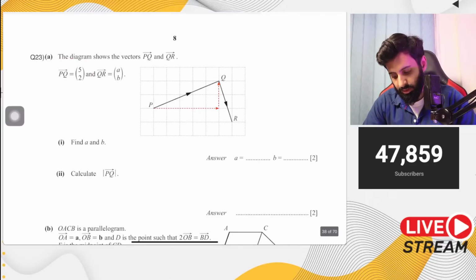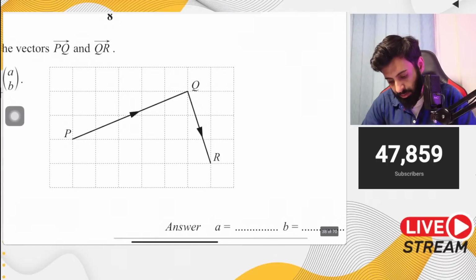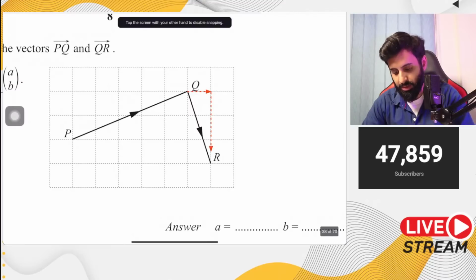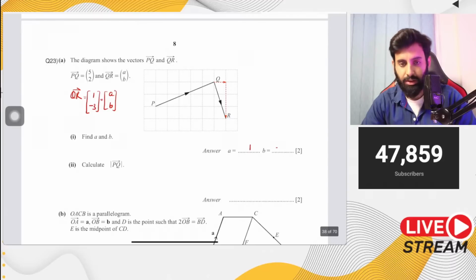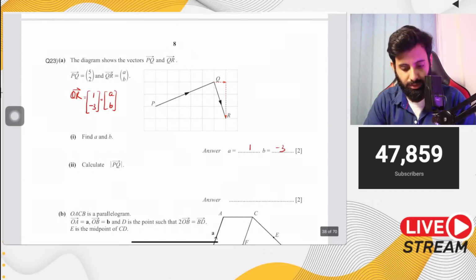Okay. So now we can do the same for QR. Let's see how we go from Q to R. So we go 1 unit to the right, that means positive 1, and we go 1, 2, 3 units down. So that means vector QR is actually equal to 1, minus 3. Okay, so what's A and what's B? According to the question, this was A, B. So A, as you can see, is 1, B is minus 3. Okay, fellas, easy.